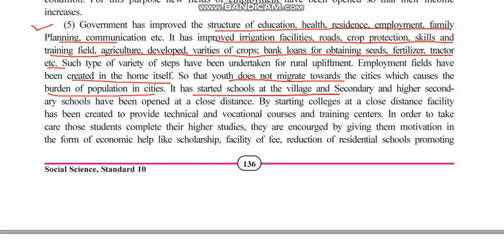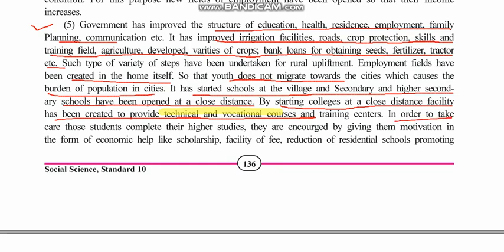Schools have been started in the village at the secondary and higher secondary level, at close distance. By starting colleges at close distance, facilities have been created to provide technical and vocational courses. See, technical and vocational, this is very important. Technical and vocational means training or courses which will help the youth to generate employment on their own, like mobile repairing, TV repairing, plumbing, mechanic, vehicle repairing. Such courses are also taught. They are known as technical and vocational courses.